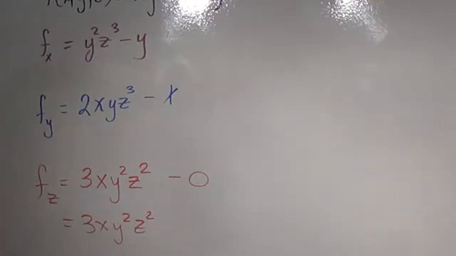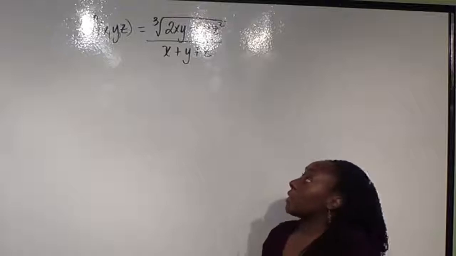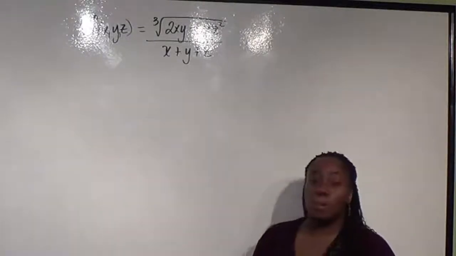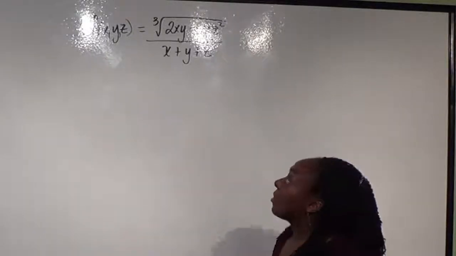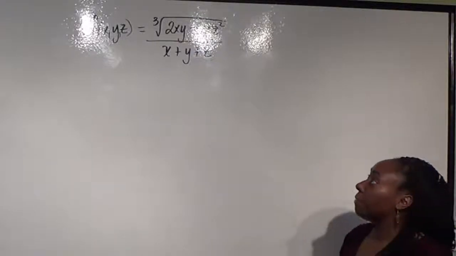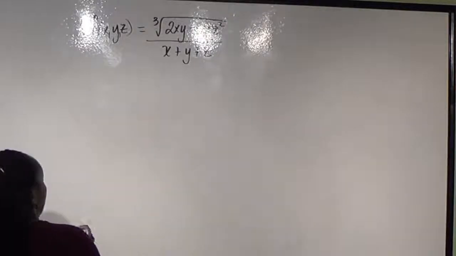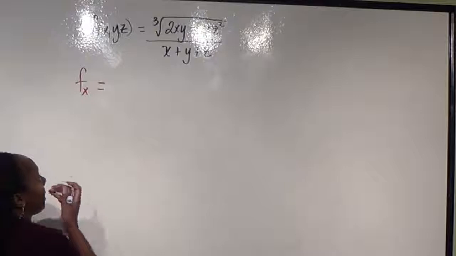So there's my partial with respect to z. In this next example, f of xyz looks like the cubed root of 2xy minus yz squared over x plus y plus z. Okay? So this one's got a little bit of our quotient, our product, and our chain in there. Okay? So again, let's start with our f sub x, or partial with respect to x.